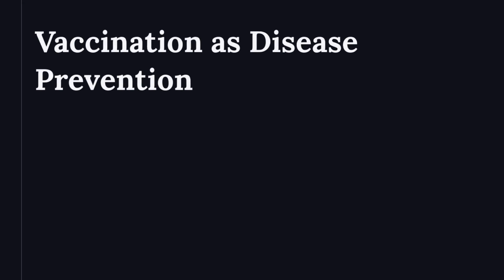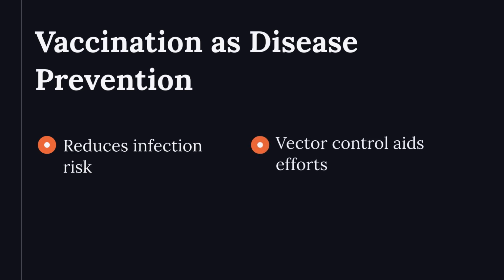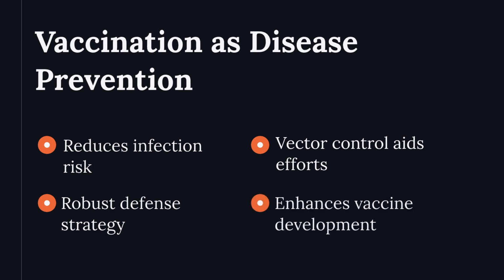Vaccination is an effective prevention method for some diseases. It reduces the risk of infection from vector-borne diseases. Vector control measures complement vaccination efforts. Together, they form a robust defense against disease spread. Continuous research enhances vaccine development.